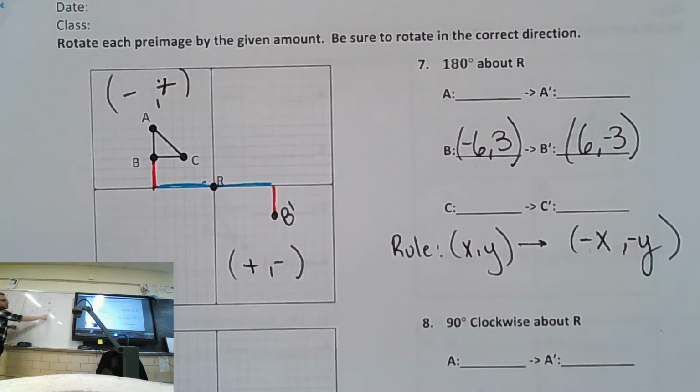Now, notice we went from positive negative to negative positive. You see how both of the signs changed? The x value changed and the y value changed. So our rule would be, whatever you started with, change both the signs. Remember, negation means change the sign.